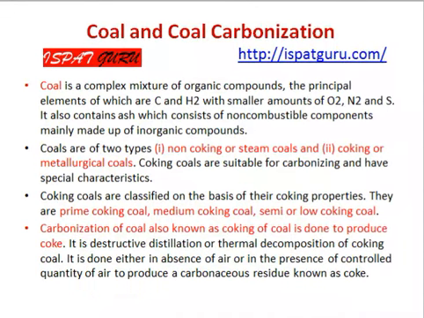Coals are of two types: non-coking or steam coals and coking or metallurgical coals. Coking coals are suitable for carbonizing and have special characteristics. Coking coals are classified on the basis of their coking properties. They are prime coking coal, medium coking coal, semi or low coking coal.